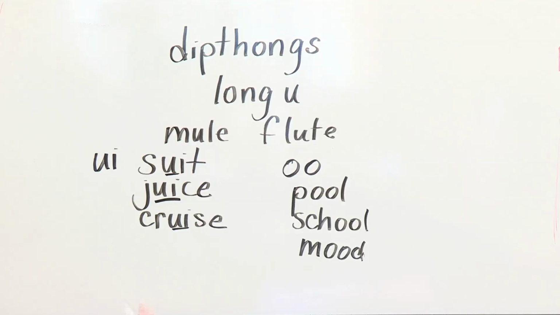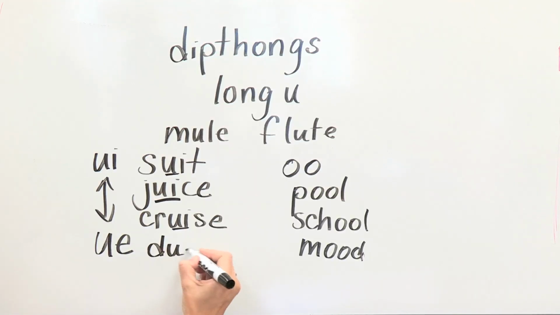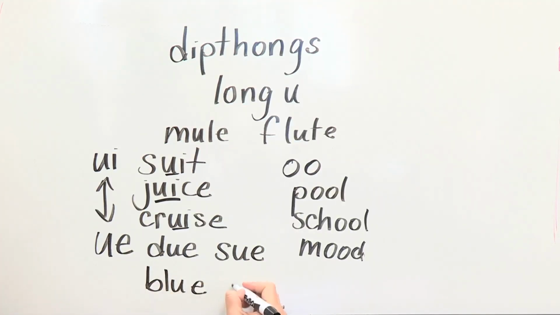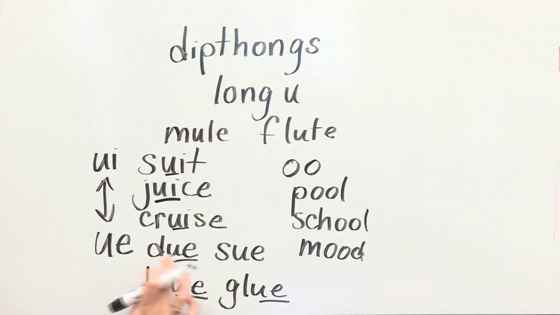And then we also have UE. How do students know when to use which one? So see if you can figure it out. If you notice, UE is typically at the very end of a word with a long U sound, the end of the syllable. Do, blue, glue, has the very end of it. So be careful with that. So suit, UI are typically in the middle of the words.